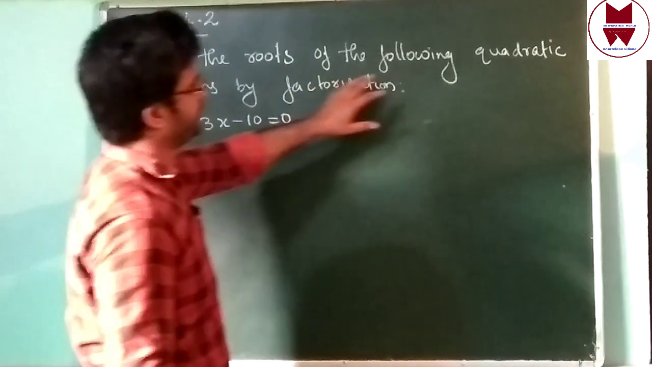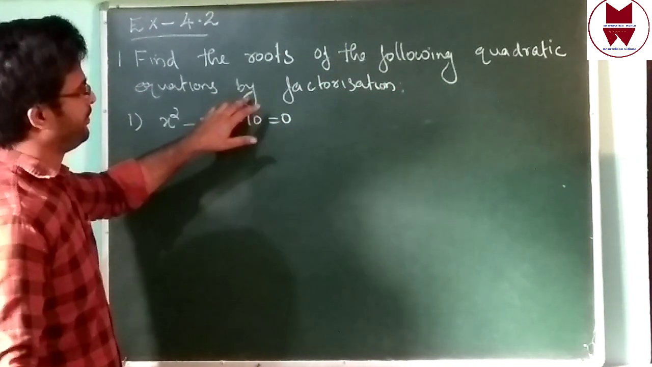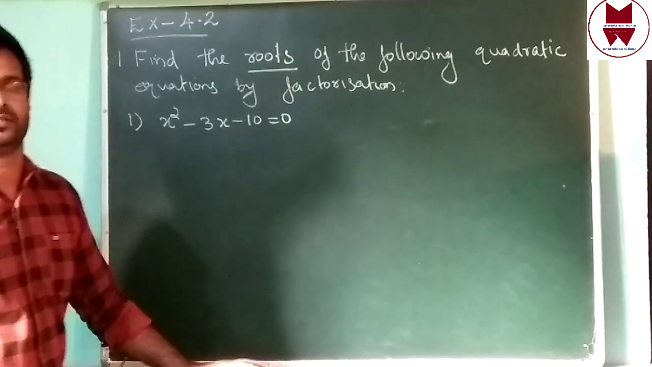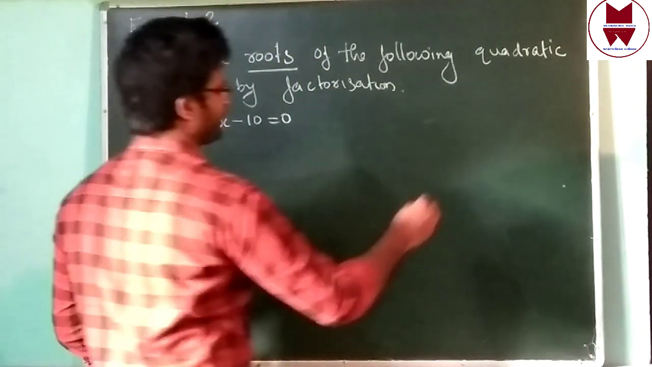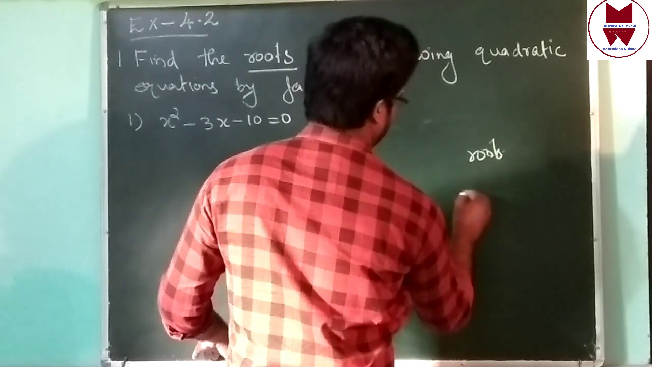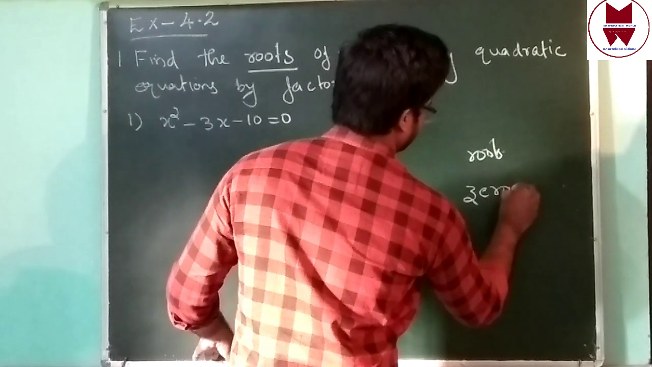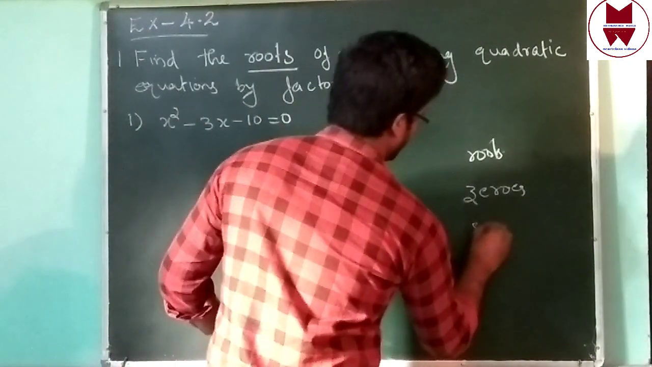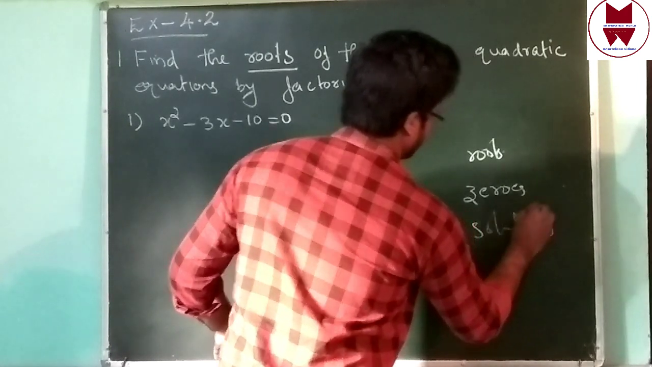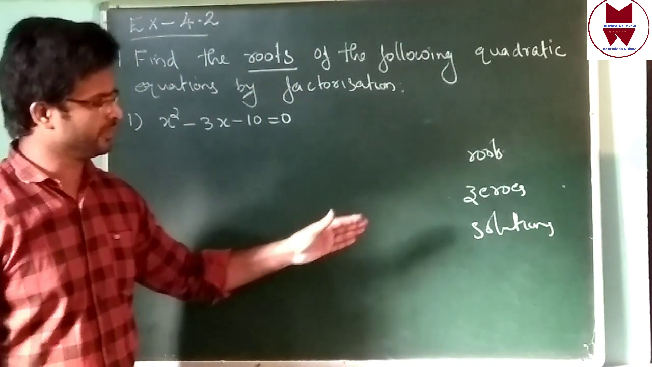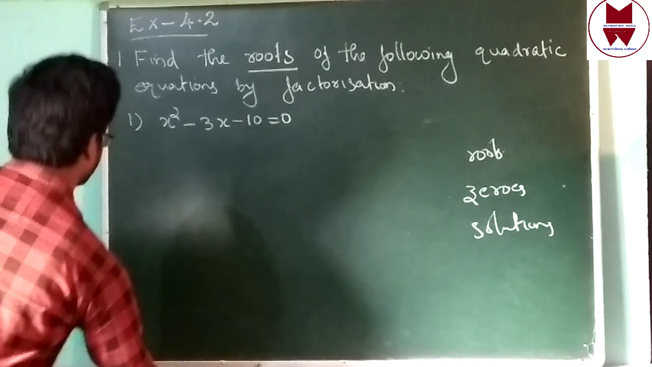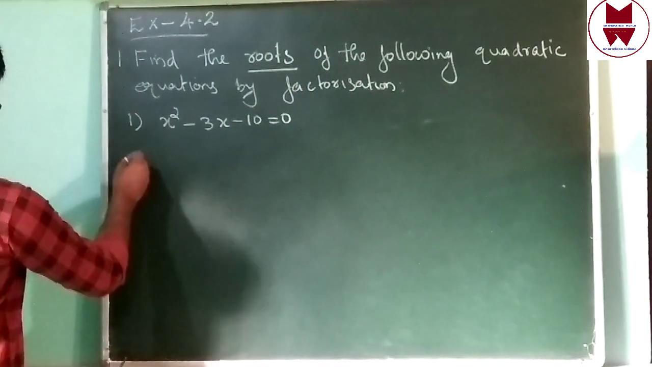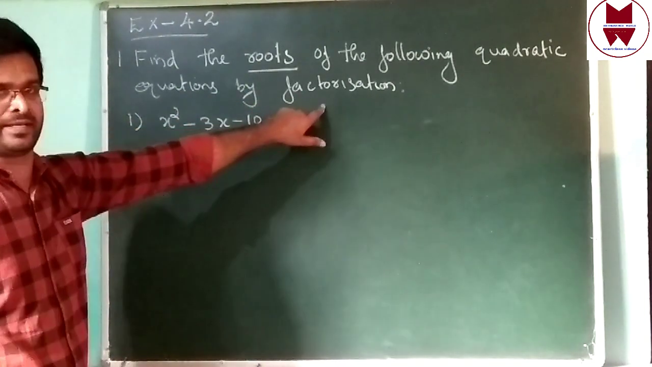Find the roots of the following quadratic equations by factorization. Here they have given one word, roots. Roots means solution. Sometimes we use roots, otherwise zeros. In the second chapter we have already studied zeros. All have the same meaning: roots, zeros and solution. Everything is the same, the x value. Then which method do we have to use? Factorization method.